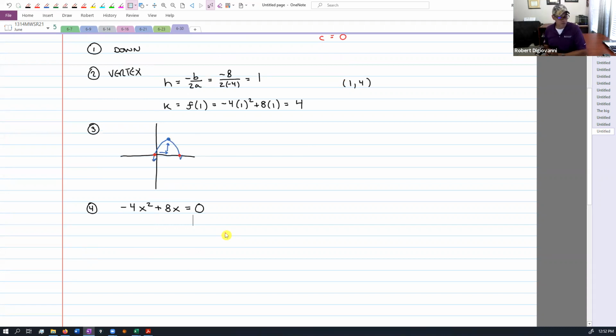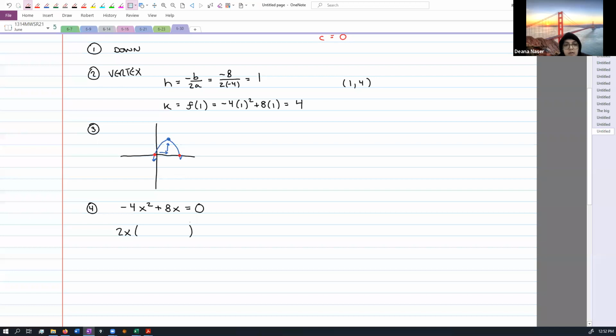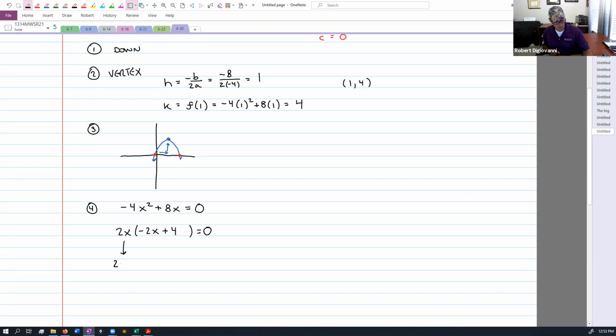You noticed that there was a GCF there? Yes. Okay, so what did you pull out? The 2x. 2x, okay. And then negative 2x and plus 4. And then you set those both to 0? Yes.